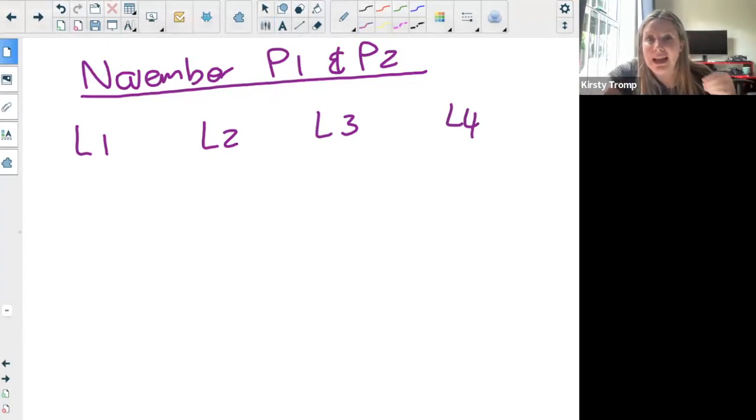These 4 levels come from the CAPS document, okay? So what I mean by that is that every single teacher has to stick to this. Every single school has to stick to this, all right? It's not like they can make up their own rules. They have to stick to these levels, all right?